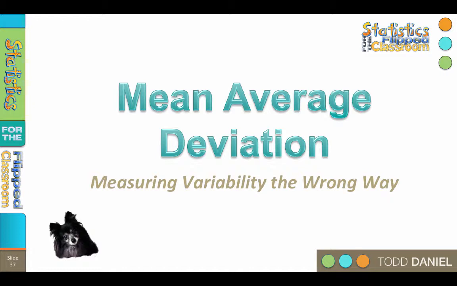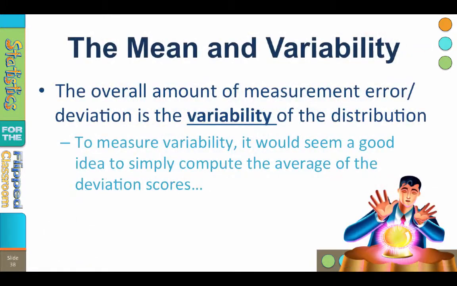The second of our two concerns about our data was how close together or spread out the scores were, also called variability. Now that we know that deviation scores are a measure of variability, we may have a way to measure the average variability. So let's see if this will work.